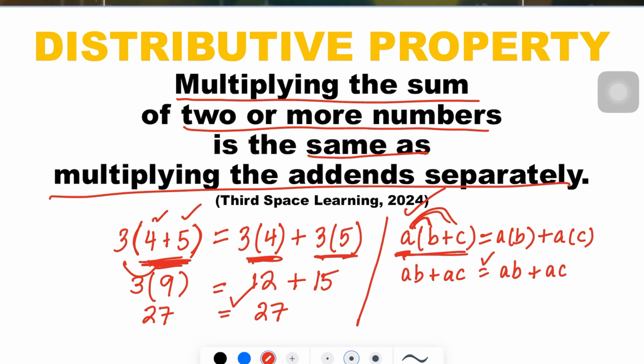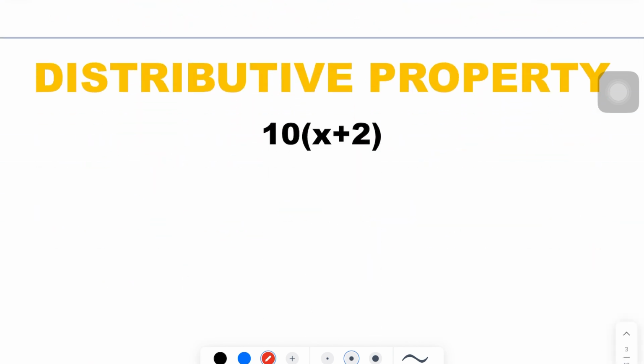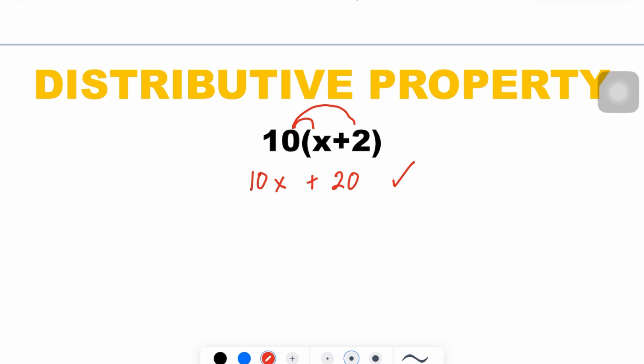Is that clear? Let's go to the examples and apply what we've learned. Let's simplify this expression: 10 times the quantity of x plus 2. Distribute: 10 times x, 10x, plus 10 times 2, 20. That's that.